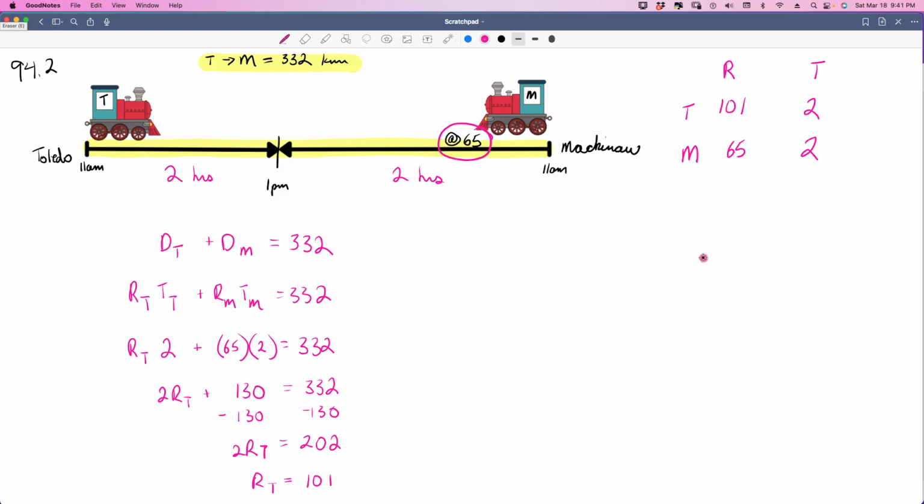And now we're going to do the math, right? 101 times 2 is equal to 202. And 65 times 2 is equal to 130. We add them together and we get 332, which is our original distance, which means that we did it correctly. All right, that is how you need to look at these types of problems.